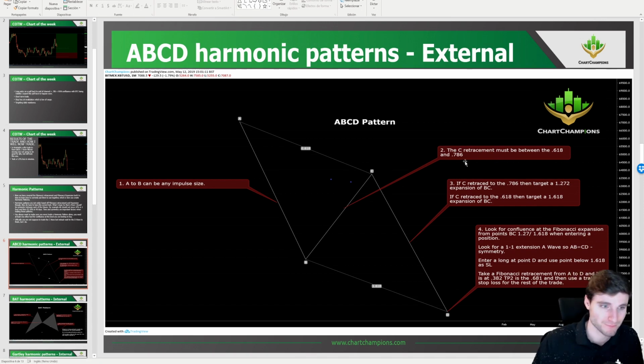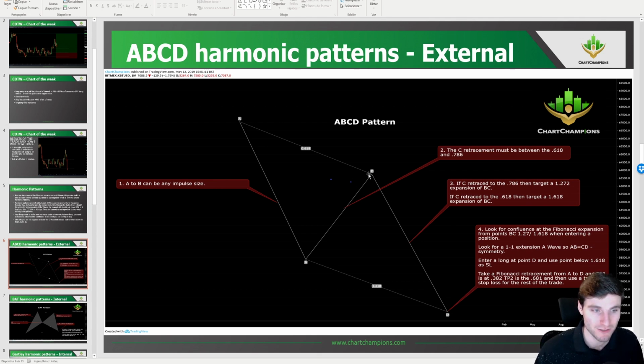So this means, I would give it leeway. To be honest, I've written it here, but I would give this leeway. If we're talking like the 616 or the 788, for example, you give it a little bit of leeway. It doesn't have to be exact, because as we all know, trading isn't perfect. You have to give things a little bit of leeway, but not too much, obviously. But you're looking for this C. Once you've got your impulse, you're waiting for that retracement up, and it has to be between the 618 and the 786.